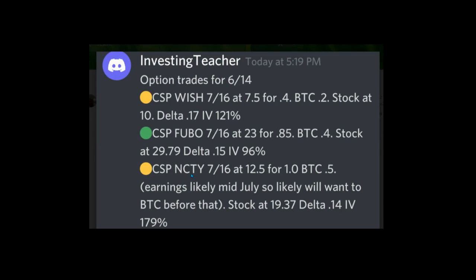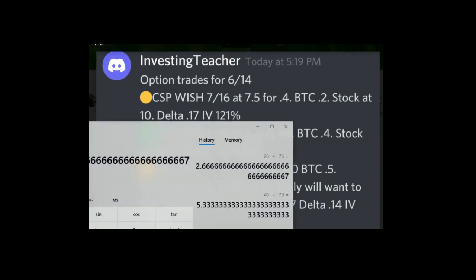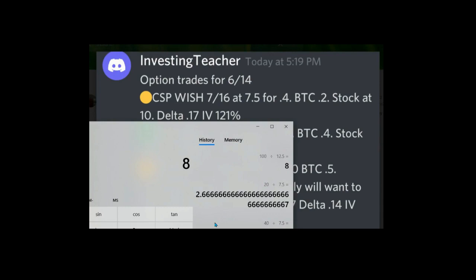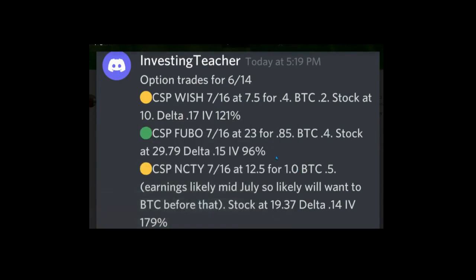Another one to consider is a cash-secured put on NCTY, same July 16th expiration, at 12.5, earning $100 in premium. Now, that's a bigger return than I normally get. 100 divided by 12.5, we're looking at an 8% return in a month. We want to buy to close at 0.5, so we're looking at about a 4% return, possibly in a few weeks. This one you do want to be a little careful with because the earnings will likely be reported in mid-July. So you're likely going to want to buy to close before that.